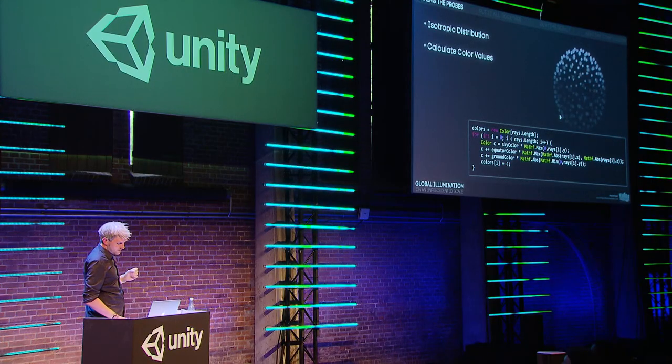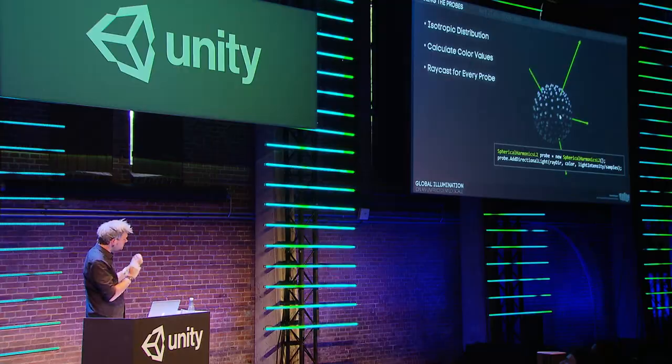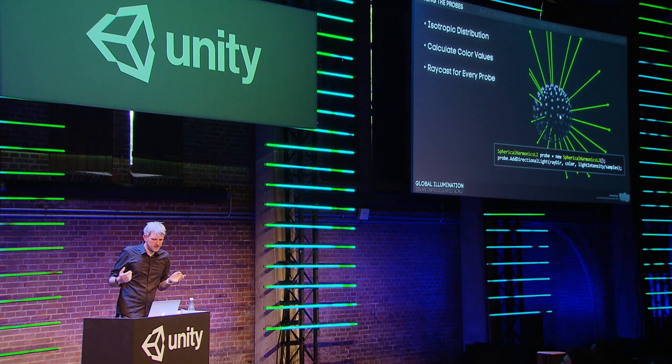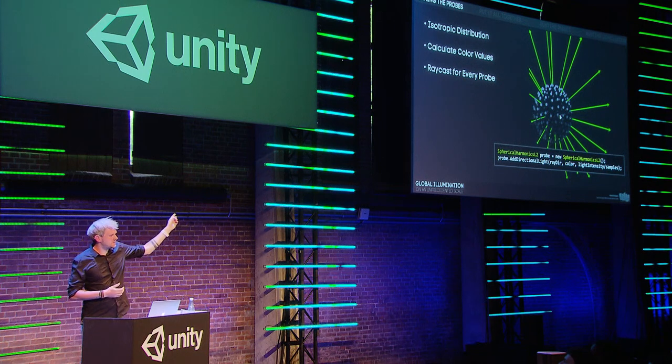And now for every probe in the scene, for every probe position, what we're doing is we're raycasting from each of these points out from each probe. And if any of those hit something, you ignore it. But if any of them don't hit something, so if they reach the sky, that's effectively like that probe saying, okay, yeah, I would have got some light from that sky now.